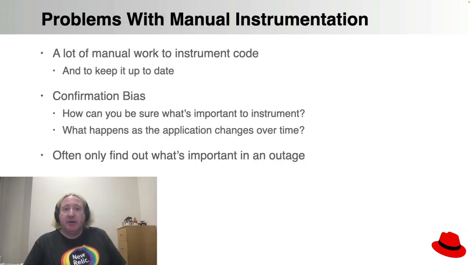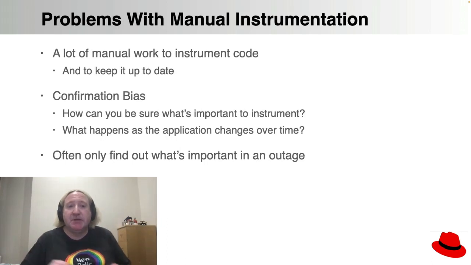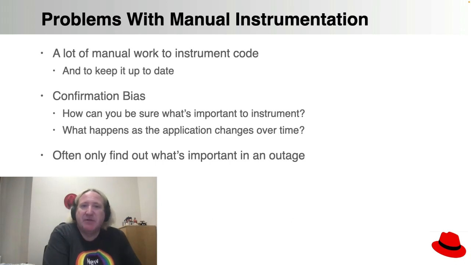There are a lot of problems with manual instrumentation. Trying to keep it up to date is difficult. You have confirmation biases, so you may not know what's important, and what counts as important will probably change as the application changes over time. And there's a nasty problem with manual instrumentation, which is that you quite often only find out what is really important to your application in an outage, which goes against the whole purpose of observability. The whole purpose of observability is to not have to predict what is important, to be able to ask those questions where you didn't know you'd need to ask them at the outset. And manual instrumentation sort of goes against that goal.